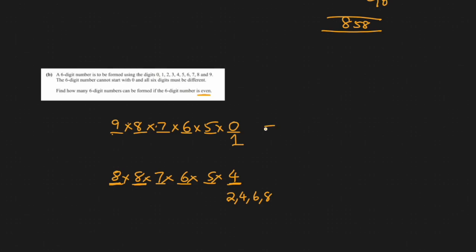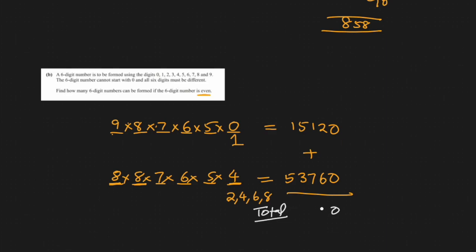And we will just evaluate them and add, and we'll get our answer. According to me, this comes out to be 15,120. Then we have more here, 53,760. And the total in this case will be 88,880. 68,880 combinations possible.